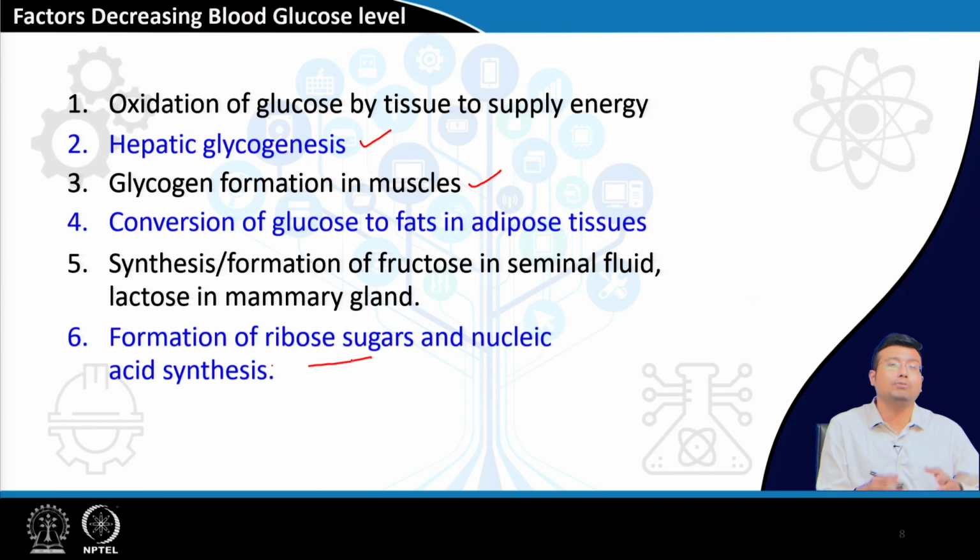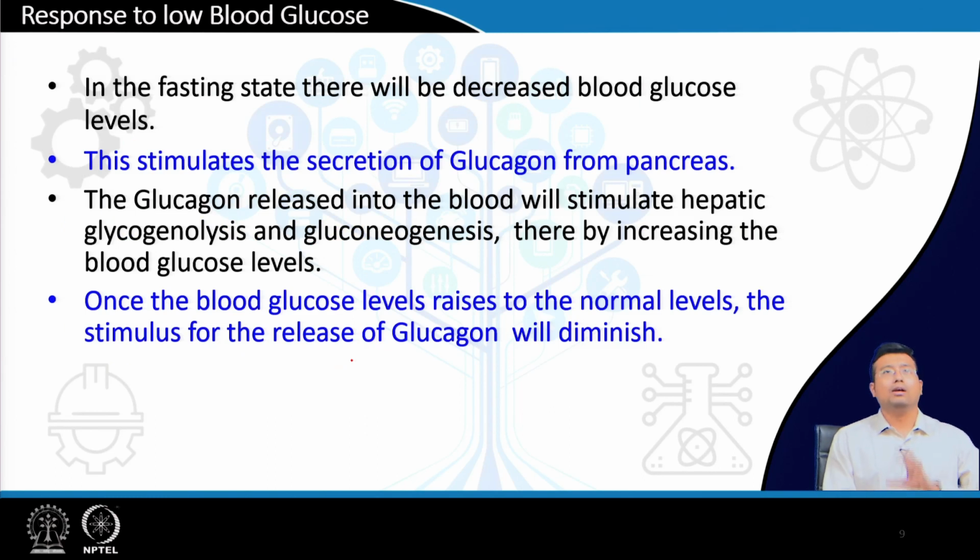So, these are all the mechanisms by which glucose is continuously pulled from the system, and a balance between the input and output creates a harmony in the maintenance of glucose level. So, what will happen if the blood glucose level is suddenly low?